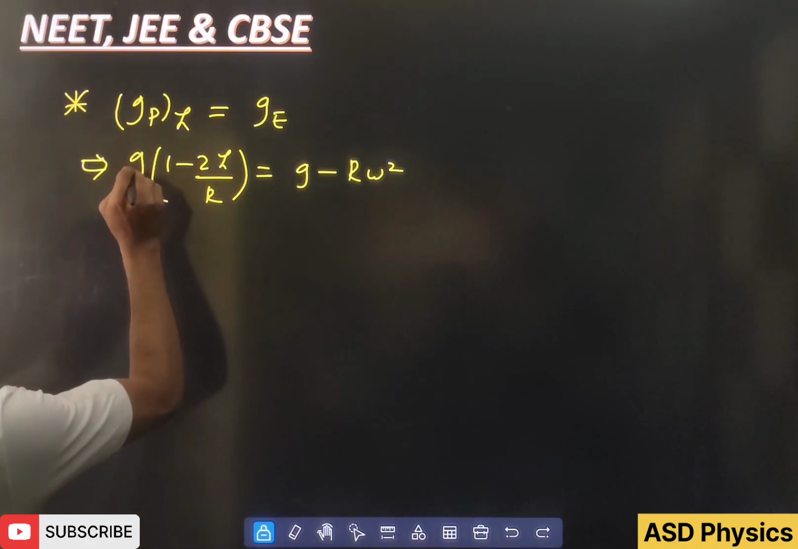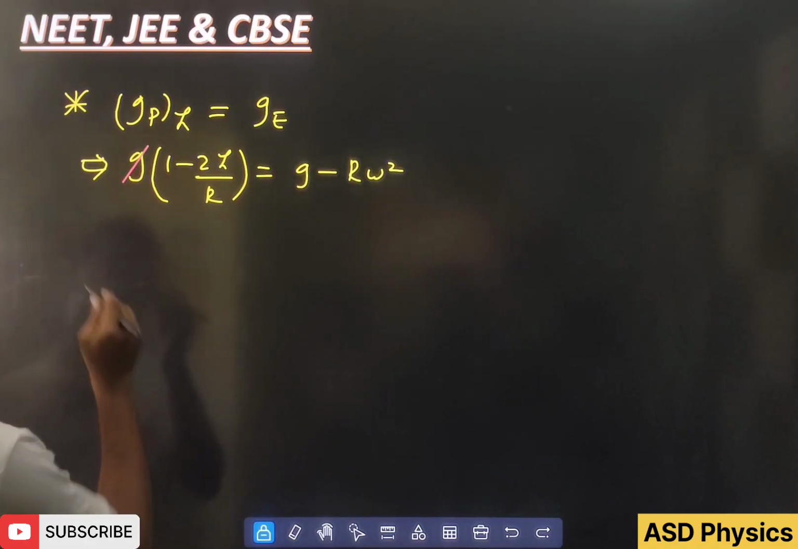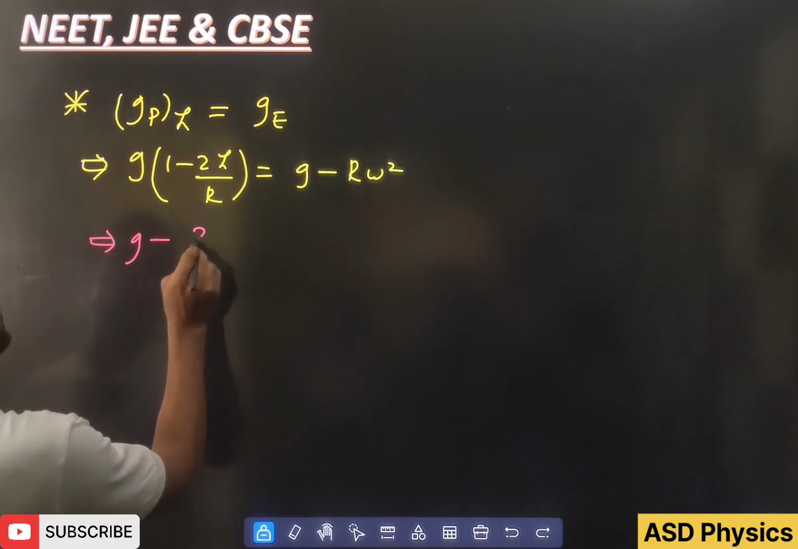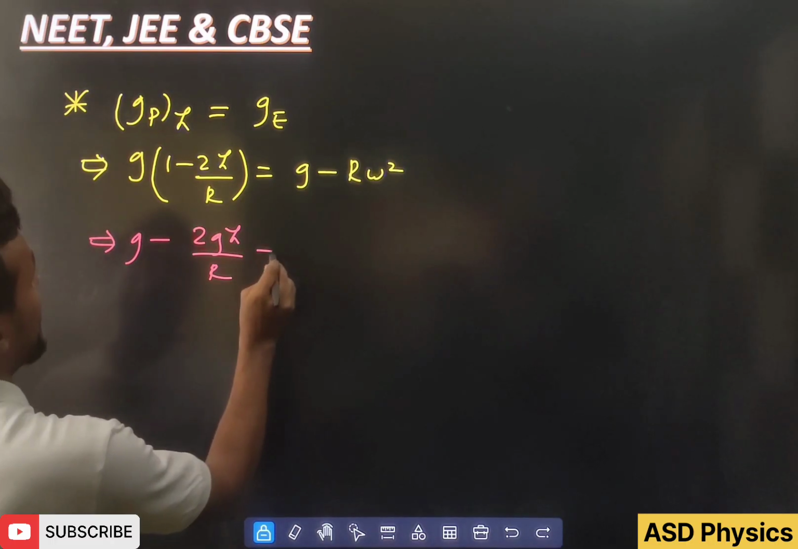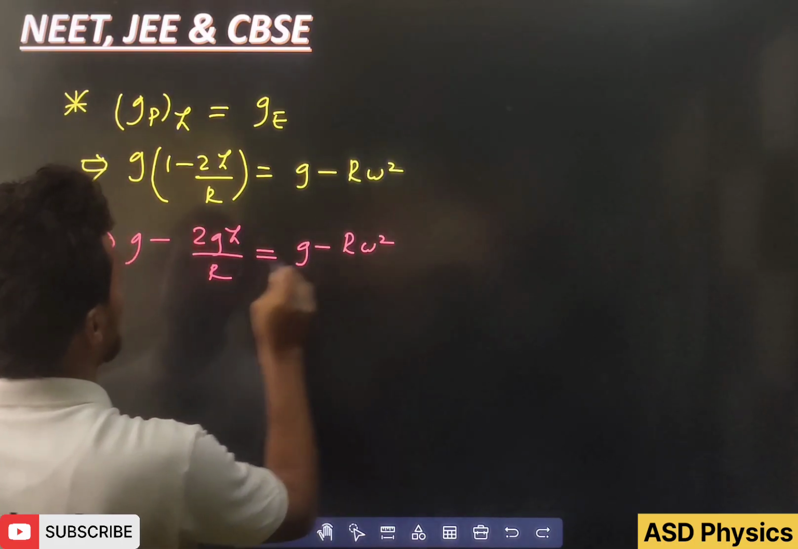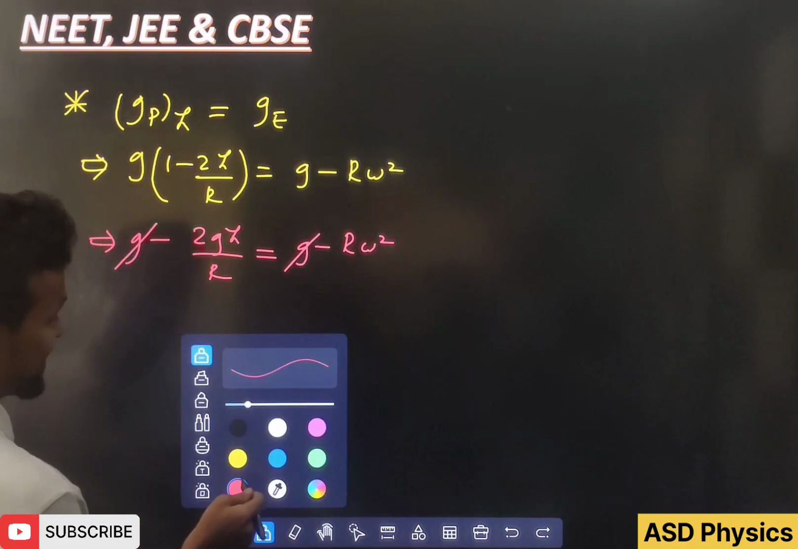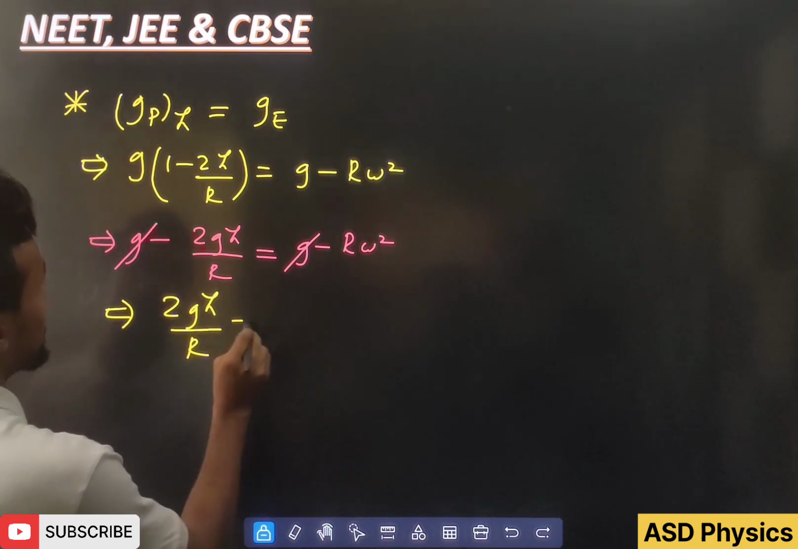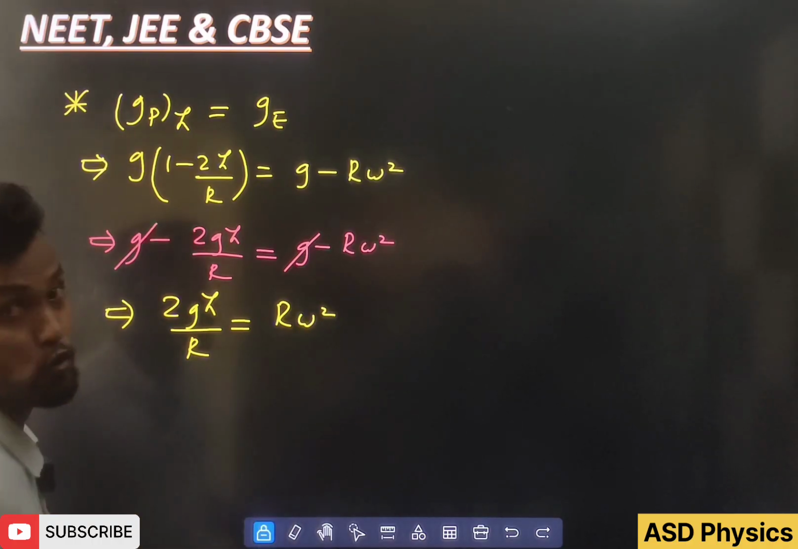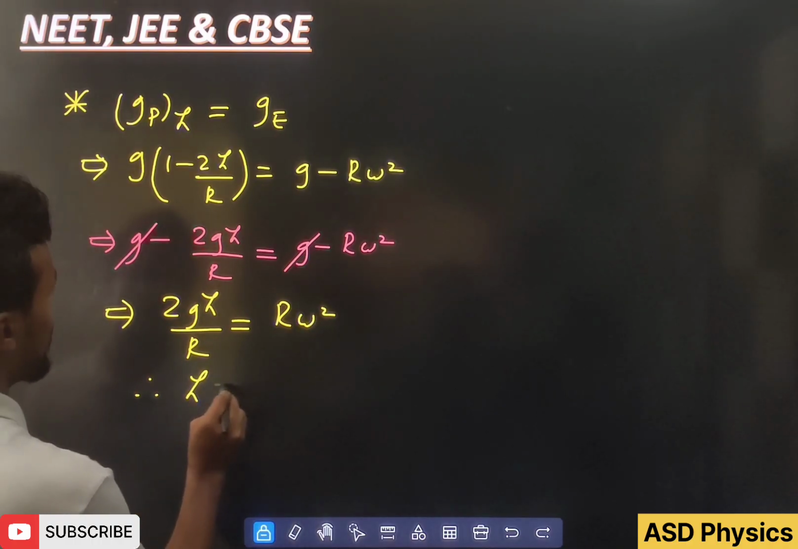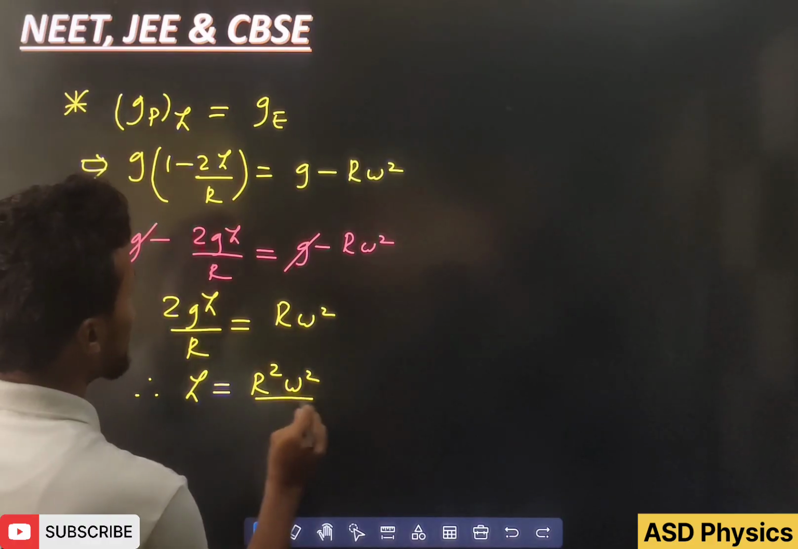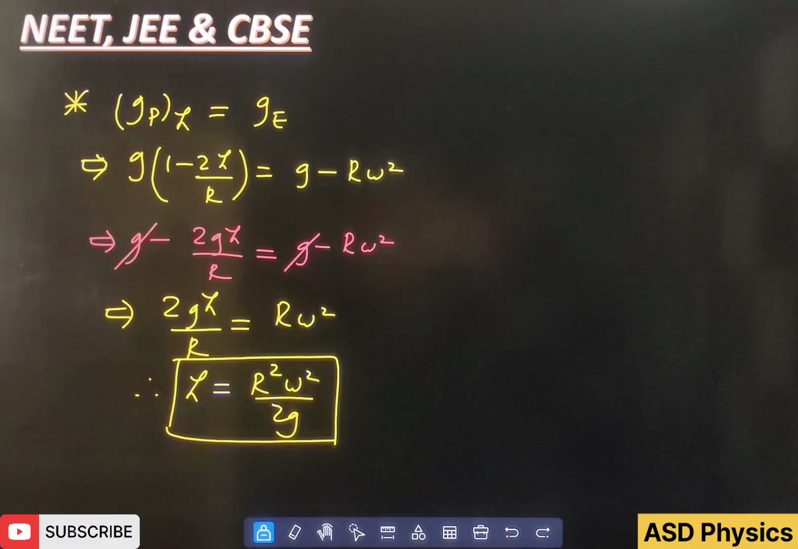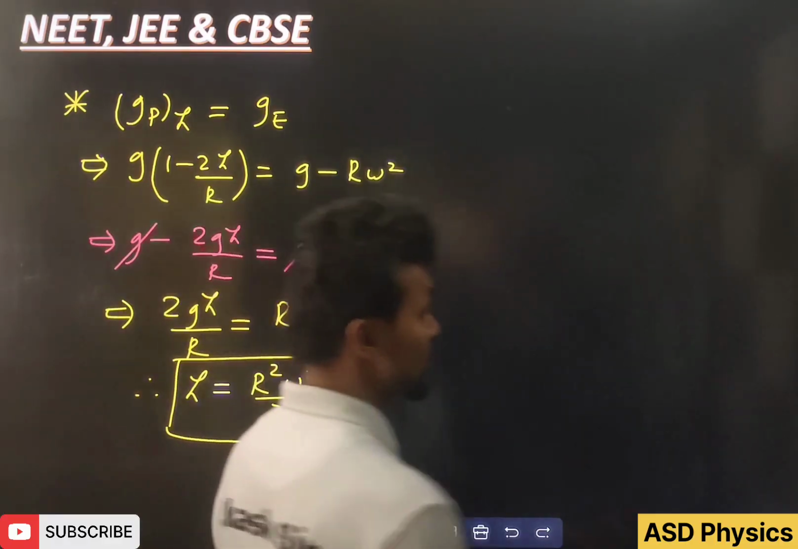This is on the surface of the pole. This g, we can't cancel yet, so let's multiply. g minus 2gh by r is equal to g minus r omega square. Now this g and this g cancel, so 2gh by r is equal to r omega square. Hence, h is r square omega square by 2g. We used the formula g times (1 minus 2h by r) because h is given as less than r.